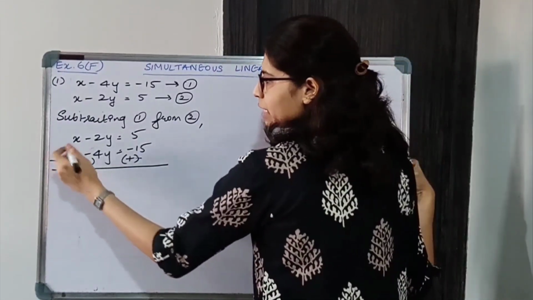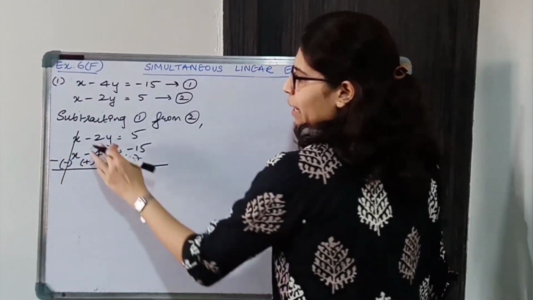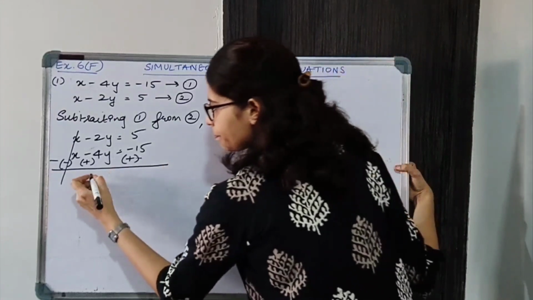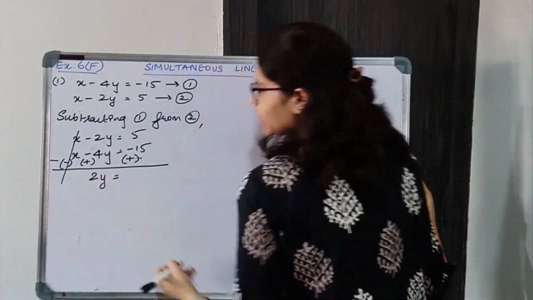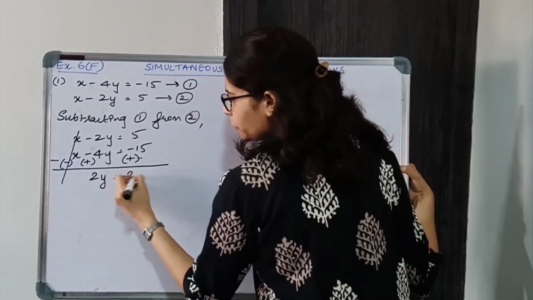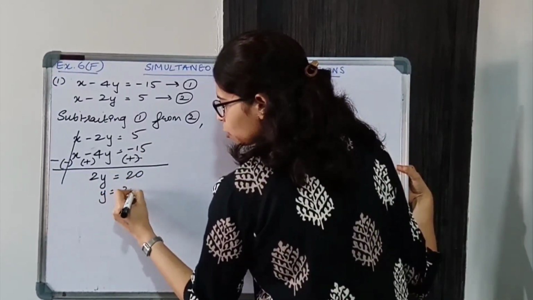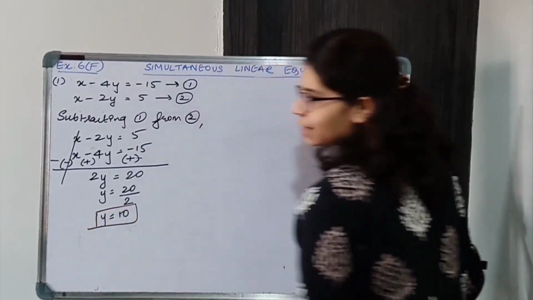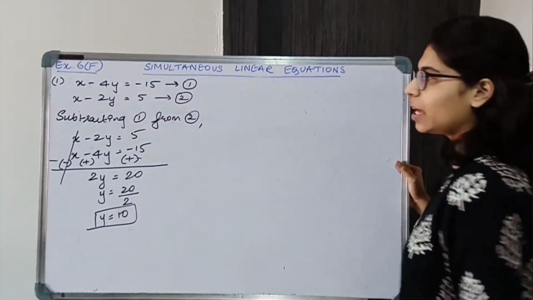So plus x minus x gets cancelled. Minus 2y plus 4y, that is plus 4 minus 2 gives 2y, and plus 15 plus 5, so that will give 20. So y is 20 upon 2, that gives 10. So y is 10. Now we need to find the value of x.